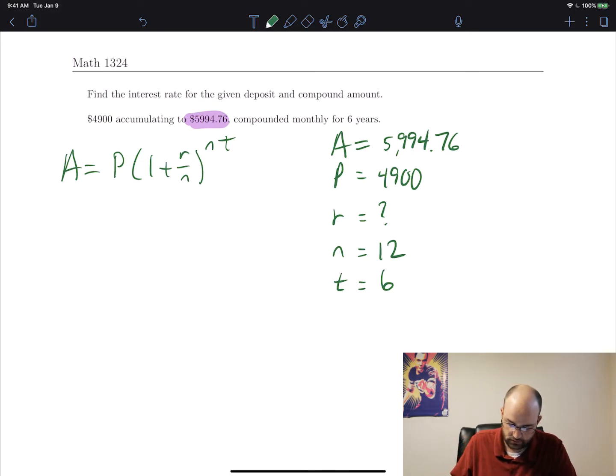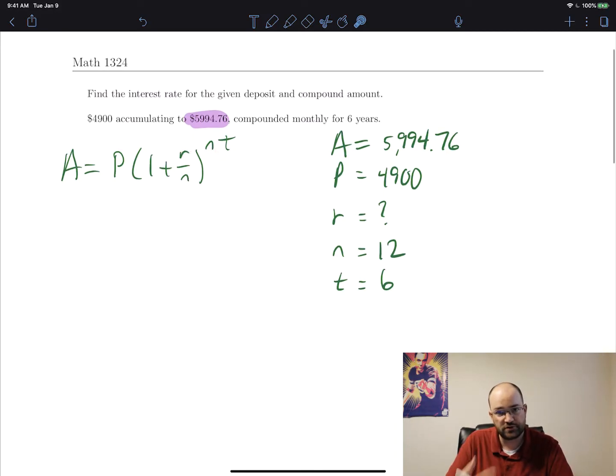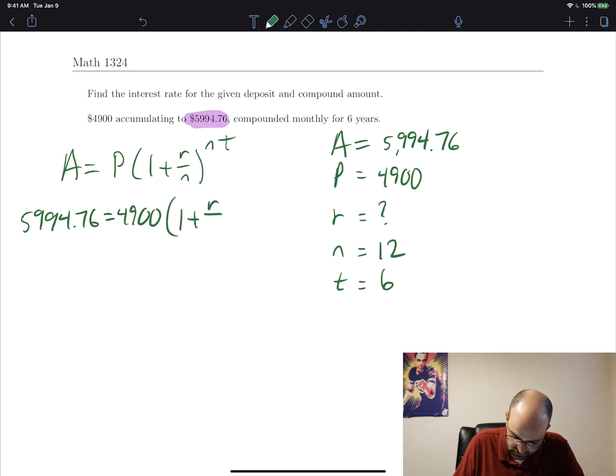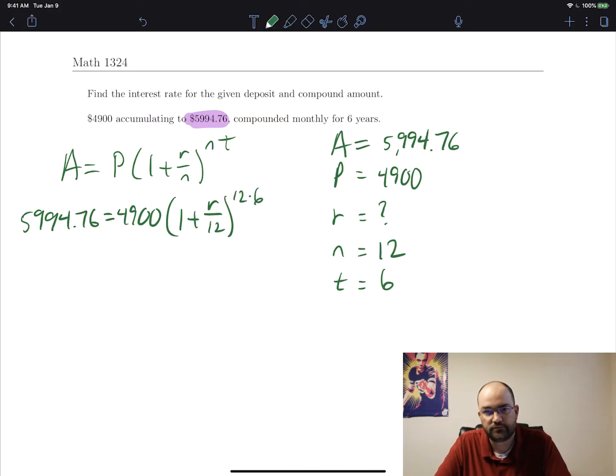Okay, so to do so, we can just plug all this into this formula and solve for r. And that's what I'm going to do right now. But once I'm done with that, I'm going to show you the easier way. So let's see. Plugging in, we have $5,994.76 is equal to $4,900 times (1 plus r over n, which is 12) to the 12 times 6. Awesome. In this case, 12 times 6 is just 72.